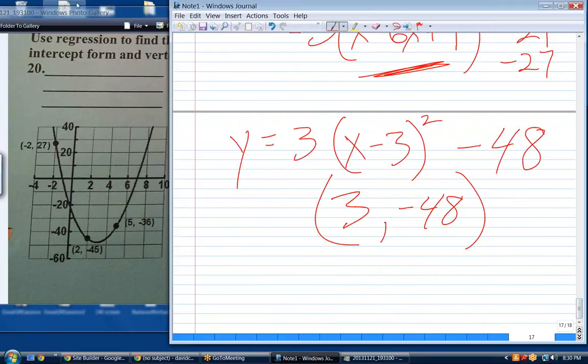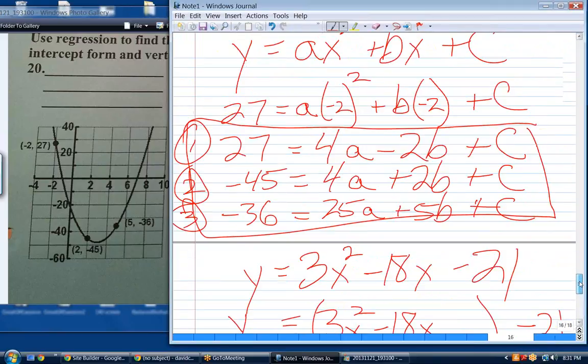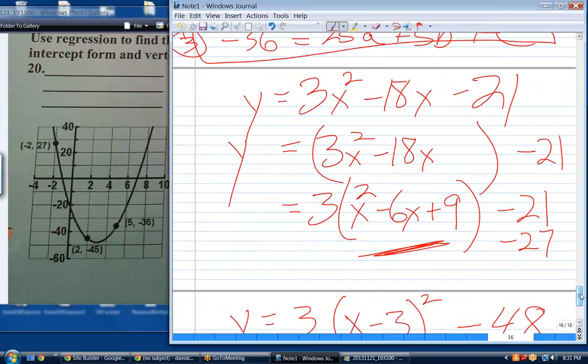What happens if it doesn't factor? It always is going to factor using the quadratic formula. Let's go back to this one. Make that a 20 instead of a 21. It's not going to factor nicely. You'd have to use the quadratic formula.